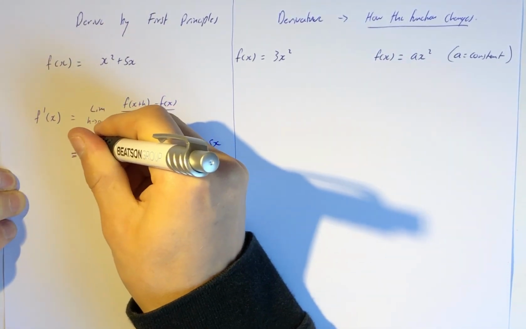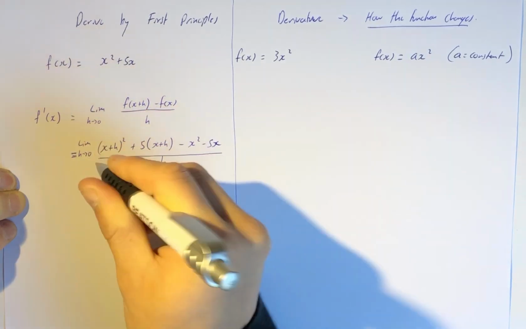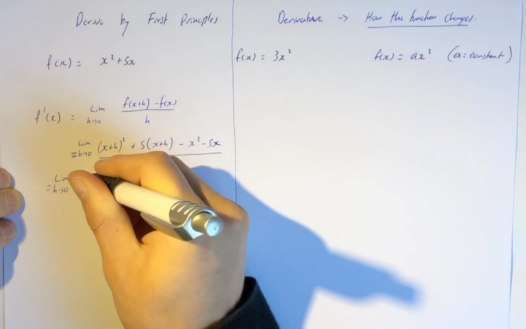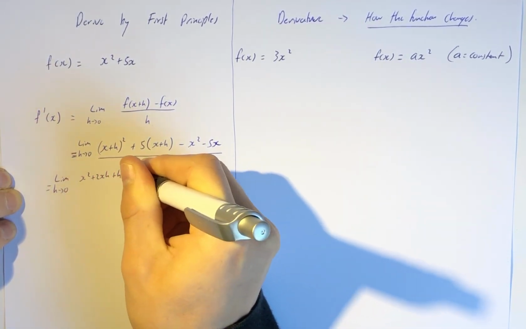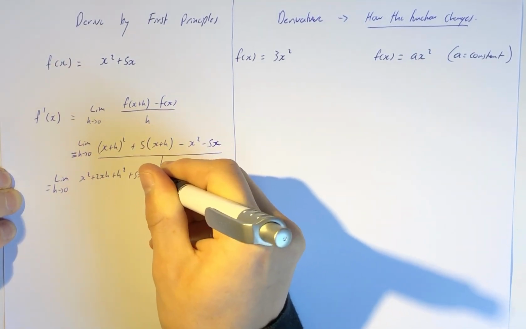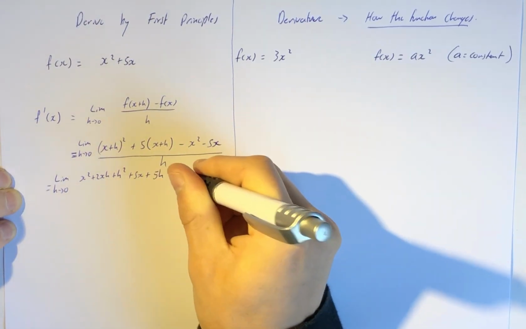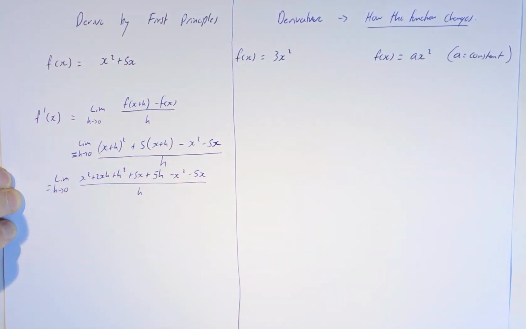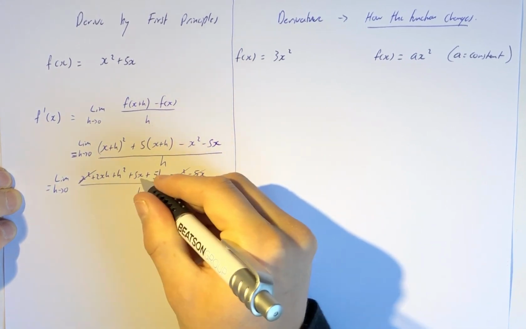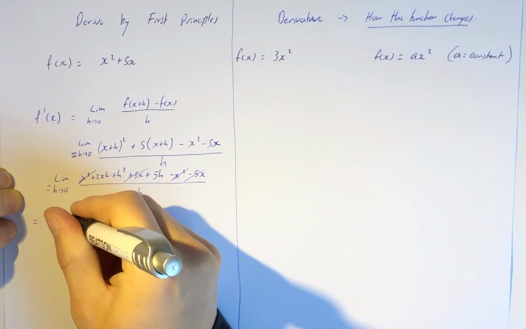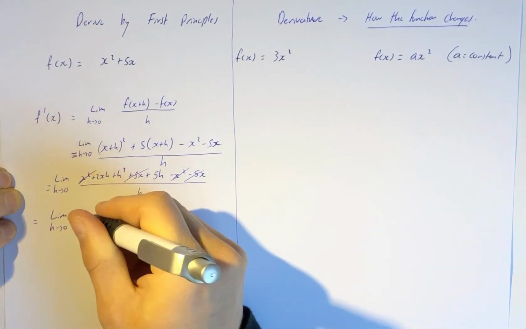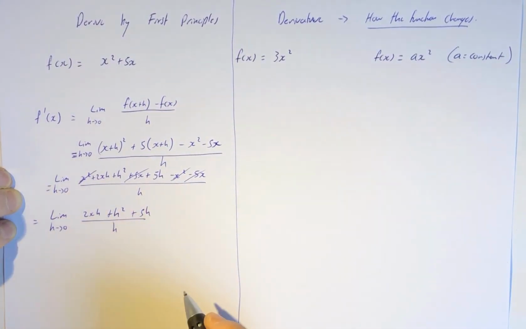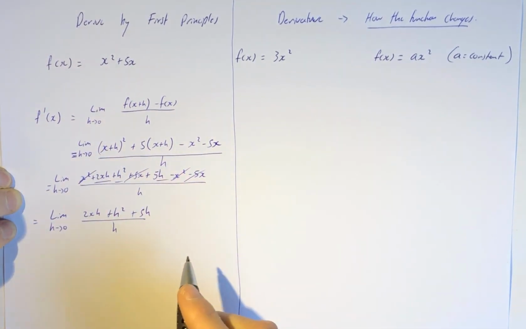I always forget this, but I need to make sure that I'm always taking the limit of this thing as h goes to 0. So this equals the limit as h goes to 0 of x squared plus 2xh plus h squared, just expanding that, plus 5x plus 5h, take away x squared, take away 5x, all over h. And this is quite a pattern. We always get these sort of things cancelling down. We are left with the limit as h tends to 0 of 2xh plus h squared plus 5h all over h. So I've got those three terms left.